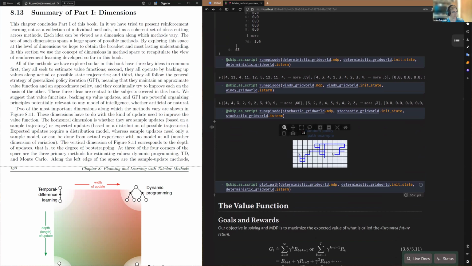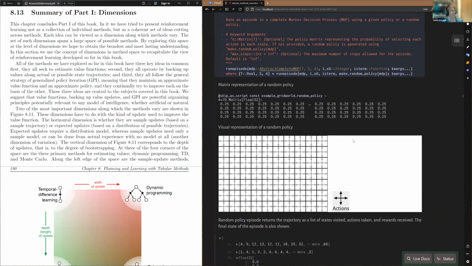So does this make sense? What is meant by an episode, and producing an episode from a policy?